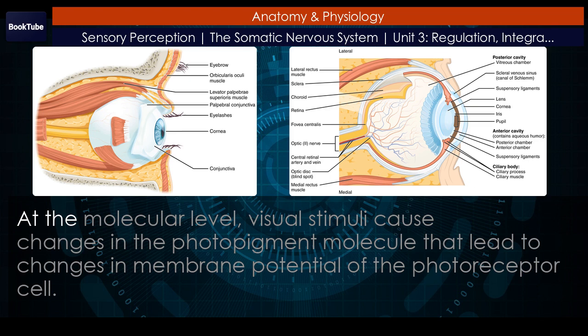At the molecular level, visual stimuli cause changes in the photopigment molecule that lead to changes in membrane potential of the photoreceptor cell.